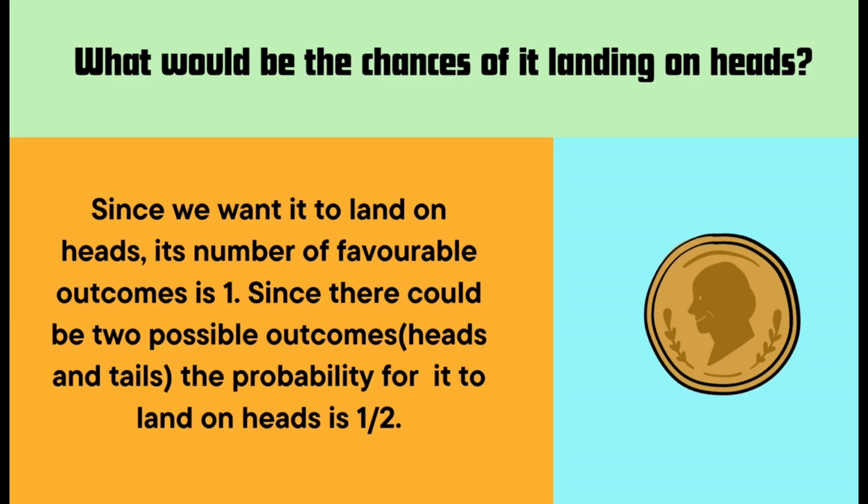Now, back to the question. What would be the chances of the coin landing on heads? Since we want it to land on heads, its number of favorable outcomes is 1, since tails is not a favorable outcome. Since there could be two possible outcomes, heads and tails, the probability for it to land on heads is 1 over 2, or 1/2.